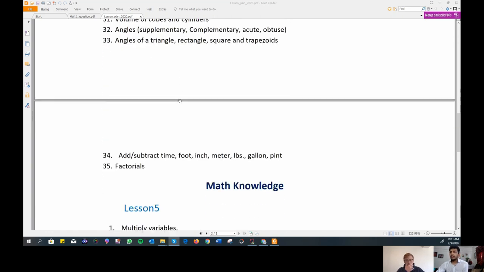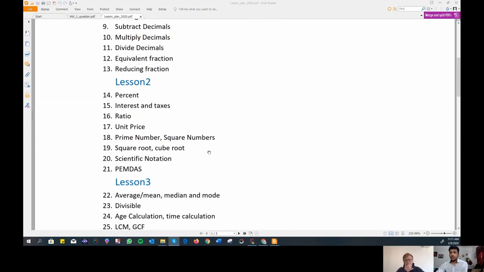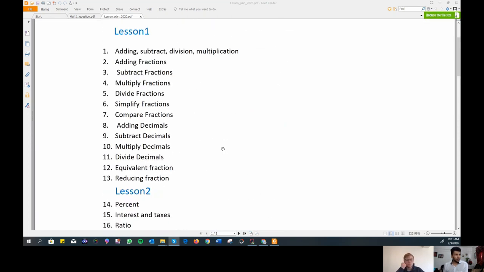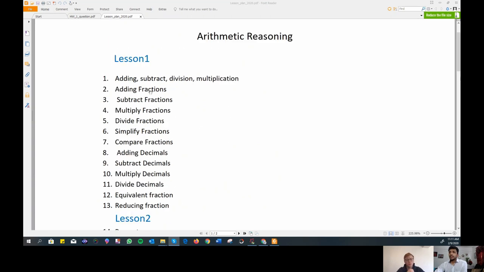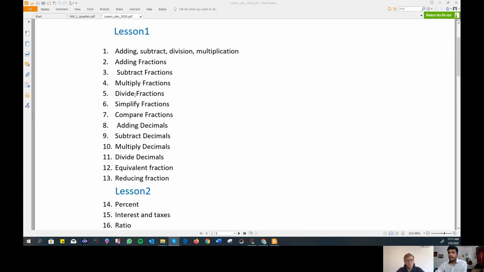We have five complete lesson plans for math and English. That is all you need to know. All right. As you can see here in lesson one, we have the foundation: adding, subtracting, multiplying, dividing, simplifying, comparing two different fractions, comparing decimals, working with the multiplication table. The multiplication table is very important, and I take it very seriously.